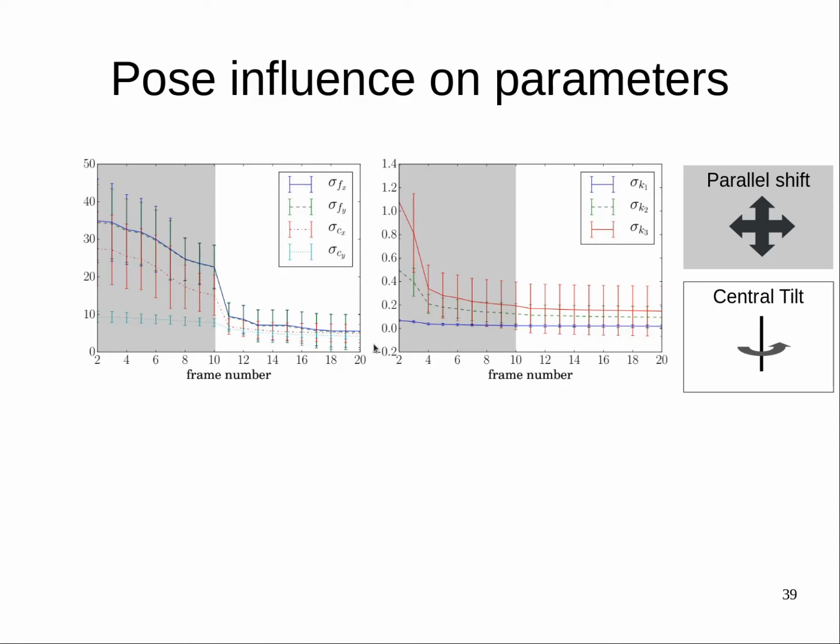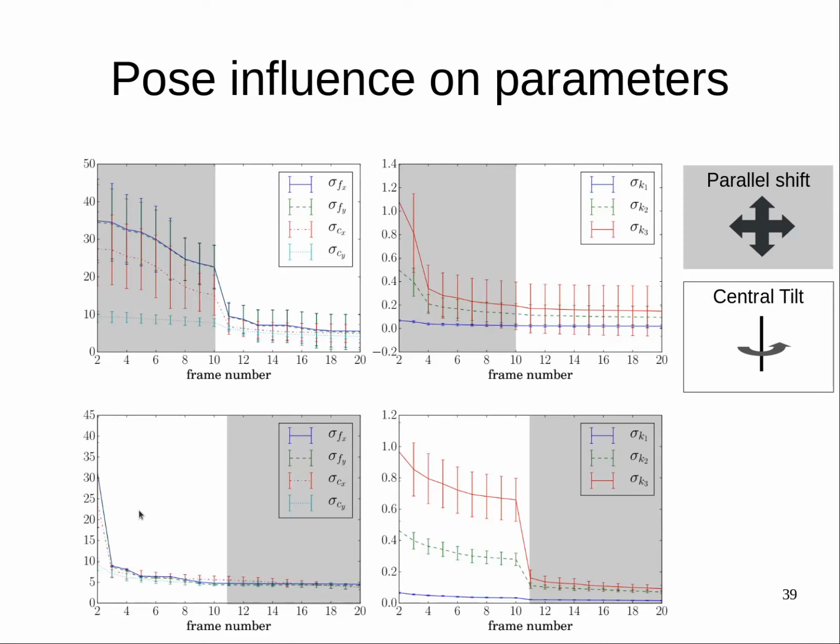To verify that, we did a complementary motion of this. This means we first did the central tilt and then the parallel shift. This is what you see on the bottom now. And as expected, for the focal length, the variance drops immediately and stays low or does not improve significantly afterwards. However, if we turn to the radial coefficients, we see that as long as we were only doing central tilt of the board, the variance stayed high.